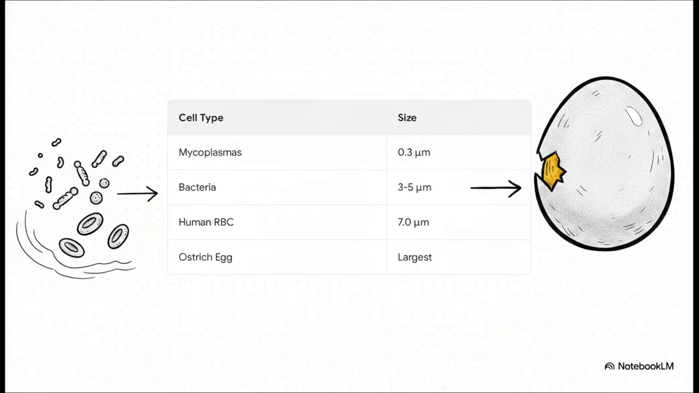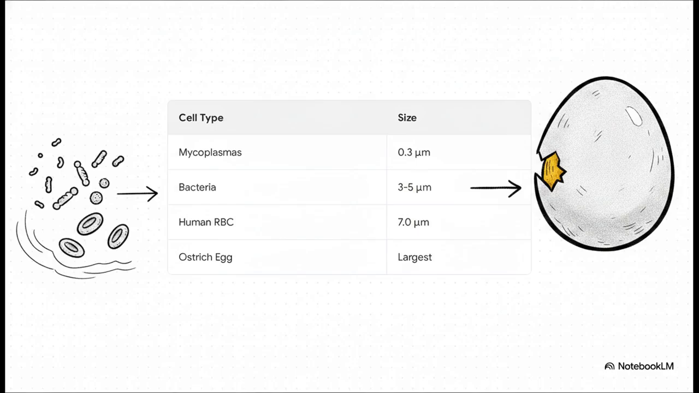Now, before we zoom all the way in on that cellular boundary, we really need to take a second to appreciate the sheer, astonishing scale of cells in nature. I mean, they drastically vary in size. On one end, you have mycoplasmas, the absolute smallest, measuring a mere 0.3 micrometers. Then, typical bacteria are slightly larger, maybe 3 or 5 micrometers. Scale up a bit more and you get human red blood cells at about 7 micrometers.